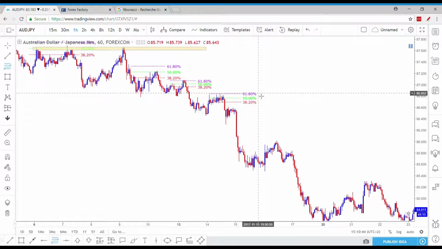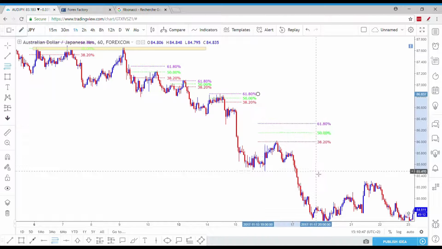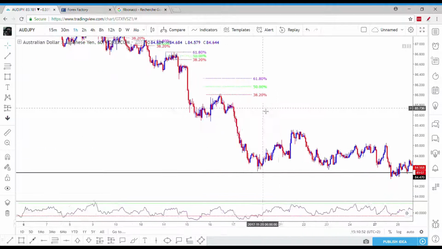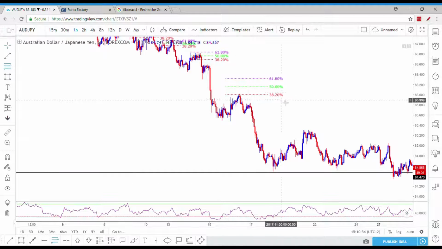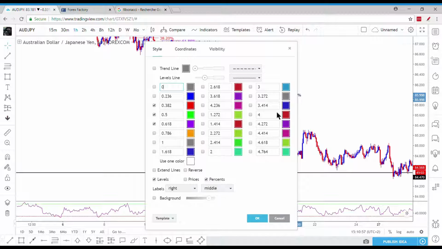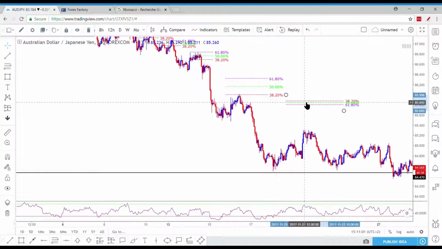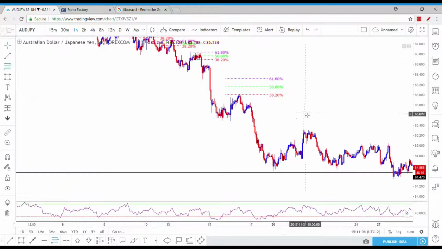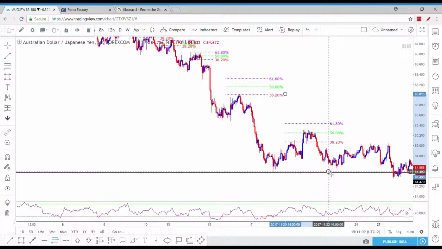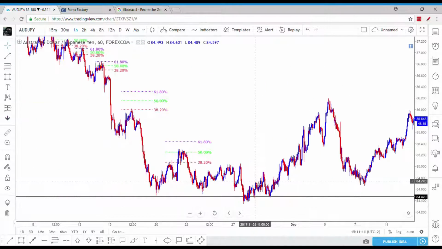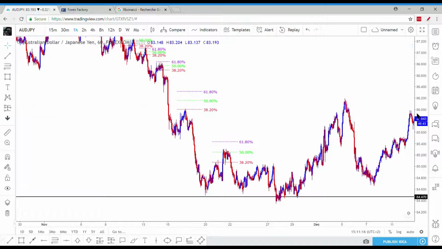This one probably did not complete. Actually, it did. You see, rejected by the 38.2. And probably about the same here. Oh, I got it the wrong way. Here we go. 50% as well. And you can see then it went back up, so Fibonacci won't work in that case.